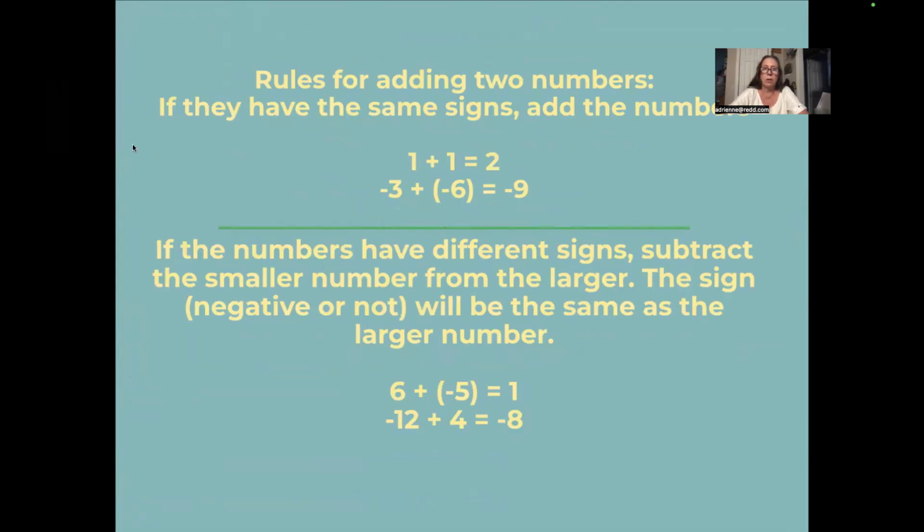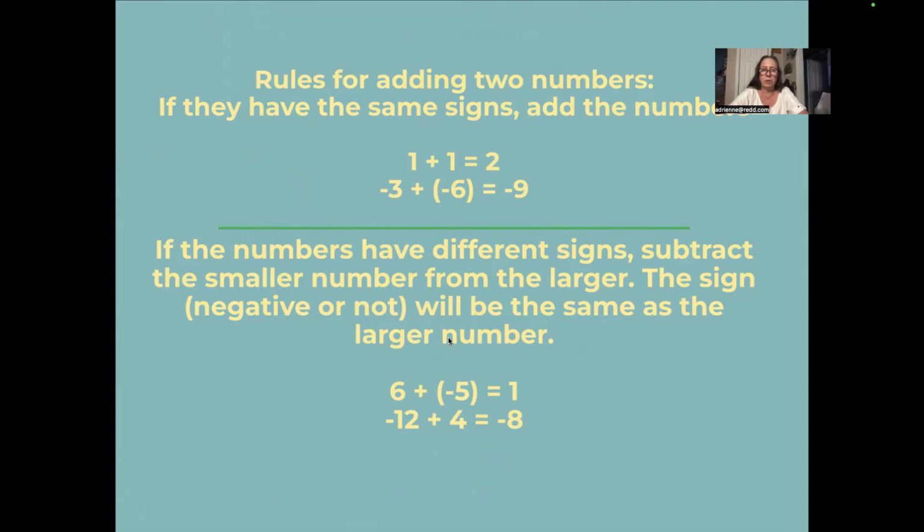equations. So the rule for adding two numbers, if they have the same sign, is just add the numbers. 1 plus 1 equals 2. The same is true when we have -3 plus -6. That's going to give us -9. 3 plus 6 is 9. They're both negative, and so it's going to be -9.